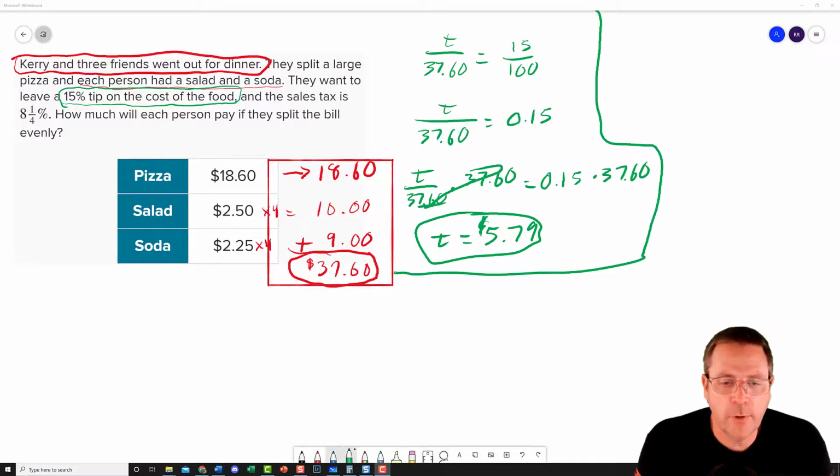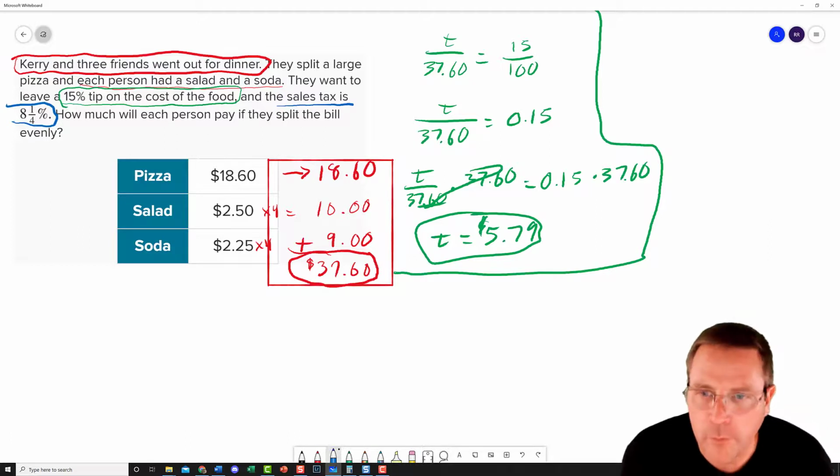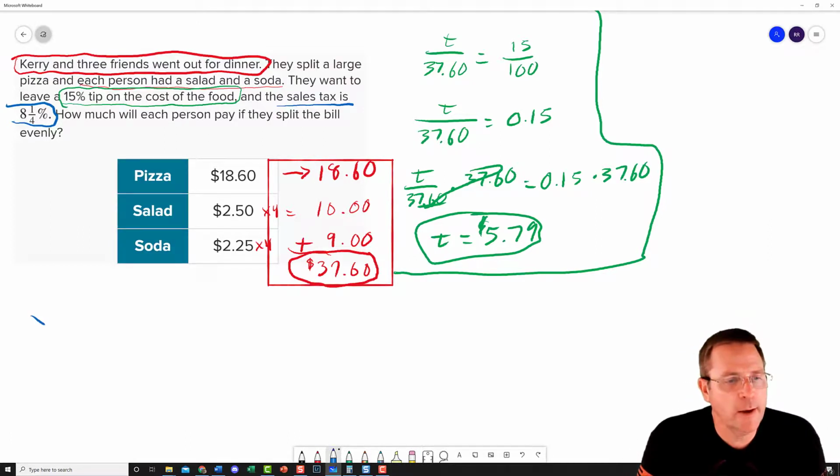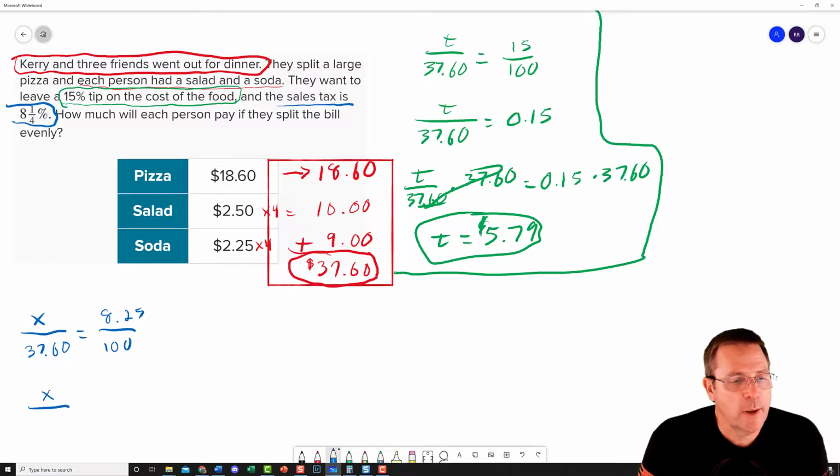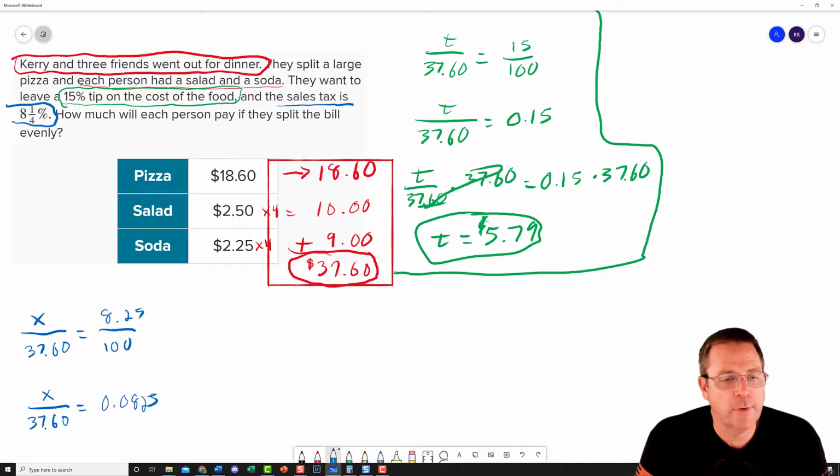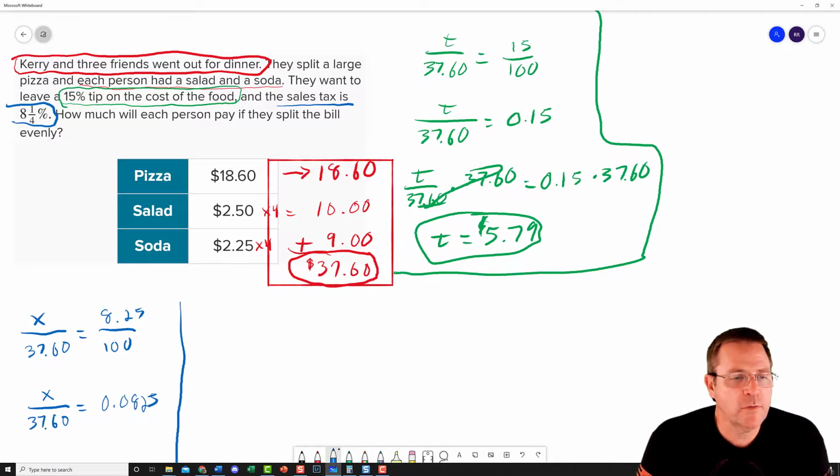The next part of our problem is the sales tax. It tells us sales tax is 8 1/4%. So I'm going to come down here and use X to represent my tax over the cost of the food, 37.60, is equal to, the tax is 8 1/4, also known as 8.25%, which is 8.25 over 100. I'm going to take the same approach where I'm going to say X over 37.60 is equal to, and this I'm going to bounce that decimal 2 spaces to the left, and now I have 0.0825.